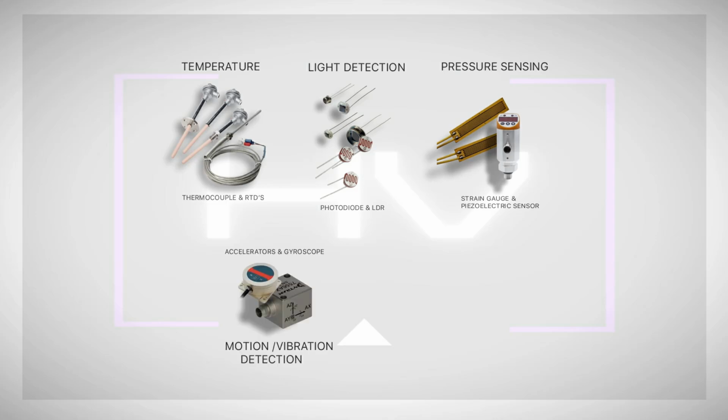Motion and vibration detection: accelerometers and gyroscopes are widely used for motion and vibration sensing. Humidity measurement: capacitive or resistive sensors are typically used to detect humidity levels.